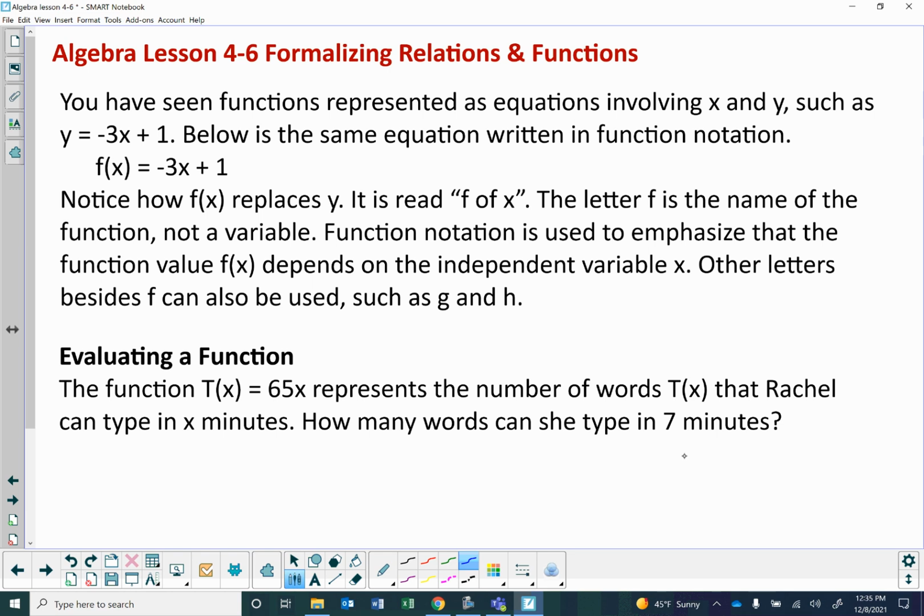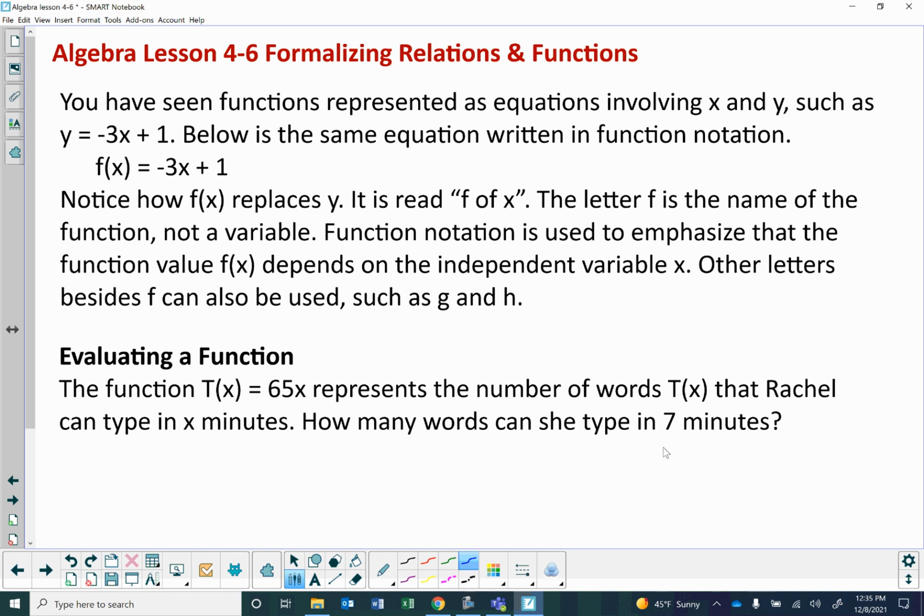Function notation is used to emphasize that the function value of x depends upon the independent variable of x. Other letters besides f can be used. You can have g of x, h of x, q of x, z of x, or like the next problem, we have t of x.